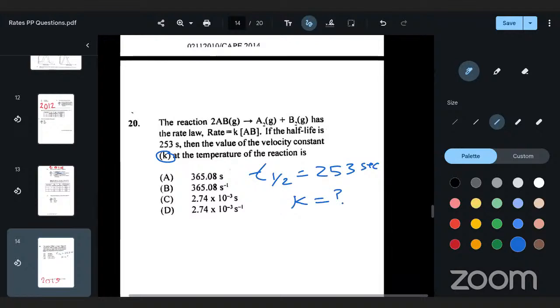Any ideas? Once you get the half-life, which formula should you use? Oh, sorry. So first, the original formula: half-life is ln2 over K. And if we want K, what would K be if we transpose? K is ln2 divided by half-life.